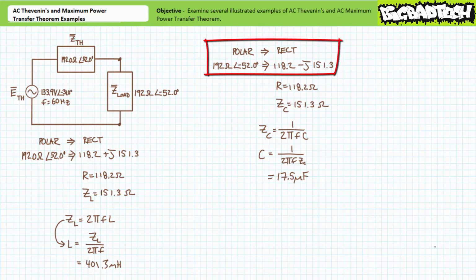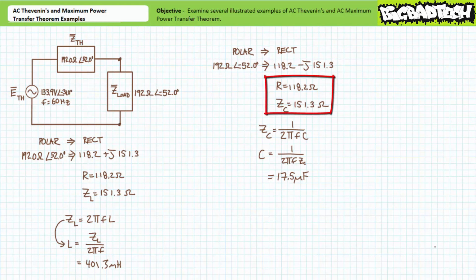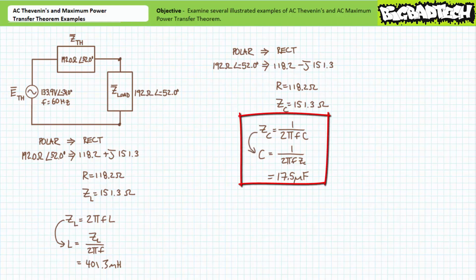Resolving the load impedance at maximum power conditions, expressed using polar format, into its resistive and reactive components expressed using rectangular format, yields a value of 118.2 minus j151.3. This implies our load impedance at maximum power conditions is a 118.2 ohm resistor in series with a capacitor that happens to have an impedance magnitude of 151.3 ohms at our given excitation frequency of 60 Hz. Algebraically rearranging the capacitive complex impedance formula to solve for capacitance and substituting in our given values yields a capacitance value of roughly 17.5 microfarads.